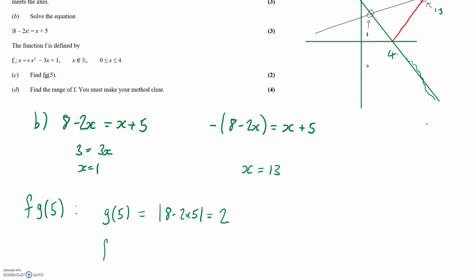We can then do f of g of 5, but since g of 5 is 2, we can just do f of 2. So we're using one function to chain it into another. F of 2 is 2 squared minus 3 times 2 plus 1, which is 1. Minus 1 even.